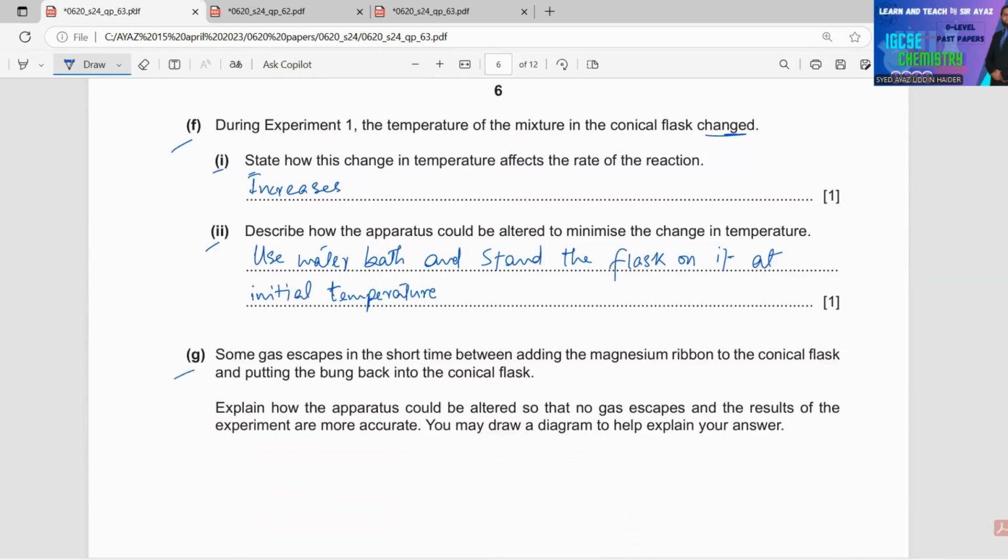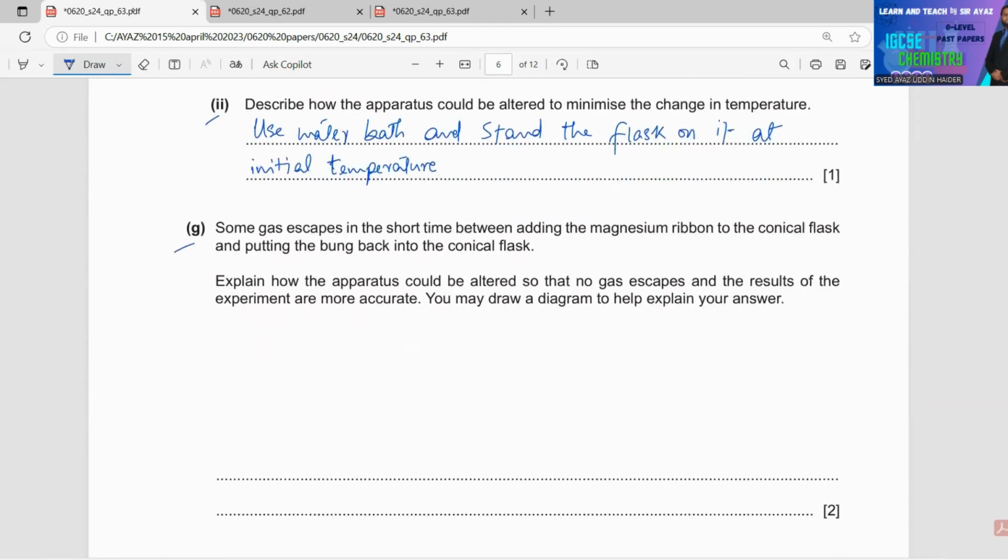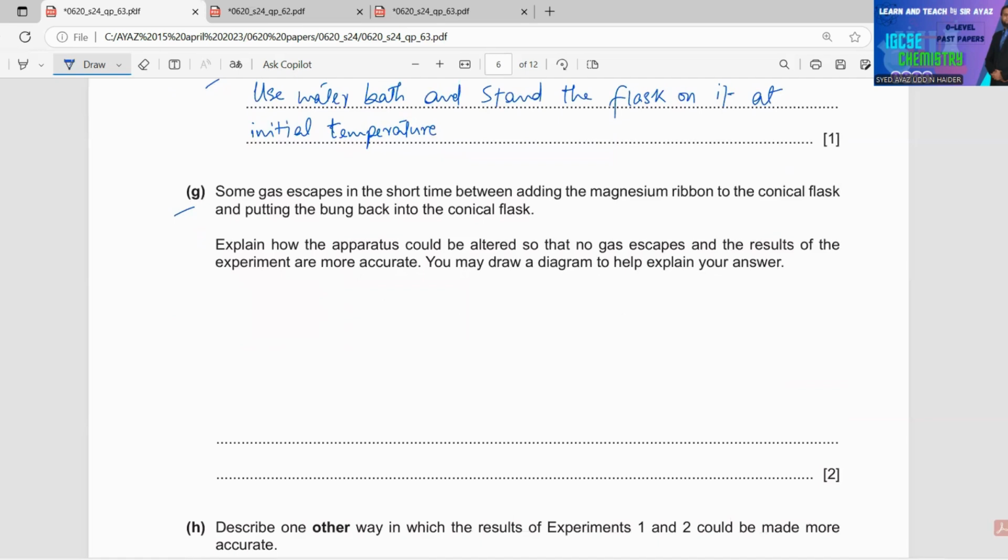G. Some gas escapes in the short time between adding the magnesium ribbon to the conical flask and putting the bung back into the conical flask. Explain how the apparatus could be altered so that no gas escapes and the results of the experiment are more accurate. You may draw a diagram to help your answer.